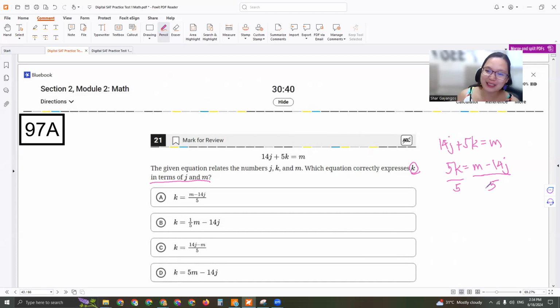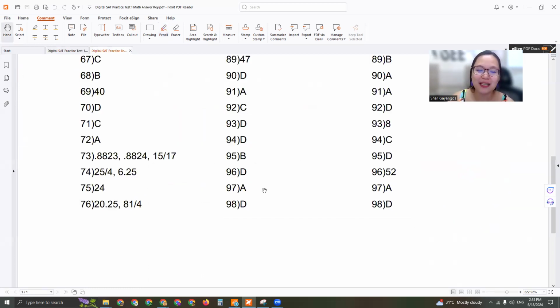Do we separate the terms or do we just leave it as it is, right? And from here, we can see that k is just equal to m minus 14j over 5. I didn't have to divide each term by 5 because I already saw this choice. So I could have stopped here, right? And then spot check. Oh, okay, my answer is already there. That's probably the correct one. And we can double check. In fact, 97 is indeed 8.